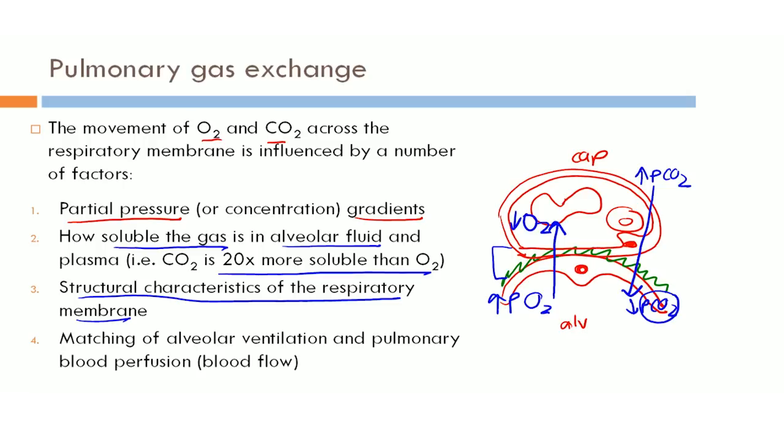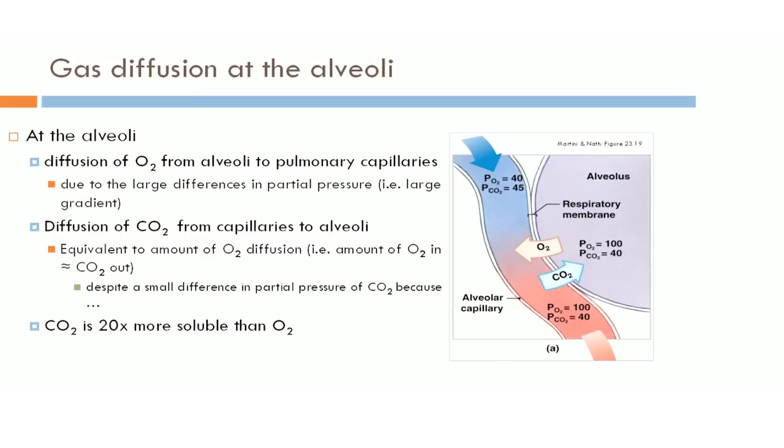And the fourth thing that we'll need to talk about just very briefly is that we can only get diffusion of gases from the blood to the alveoli if both the capillaries and the alveoli are functioning together. So this is called matching of the alveolar ventilation, where our gas goes, with the pulmonary blood perfusion, so where our blood goes. Let's have a look at these in a bit more detail.